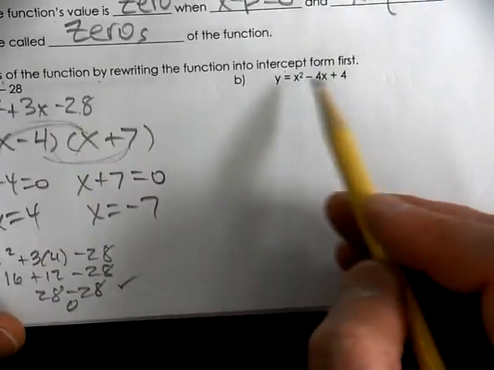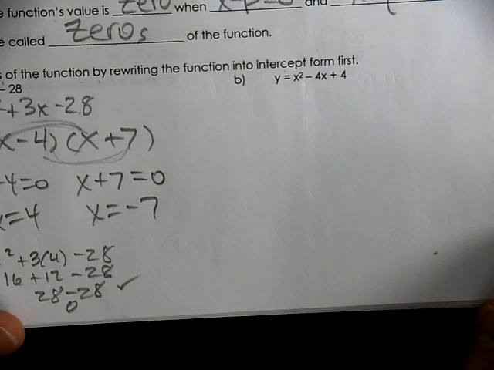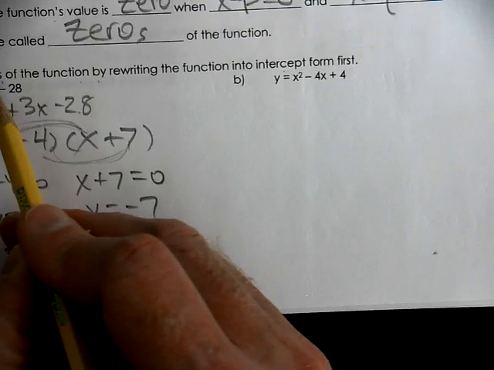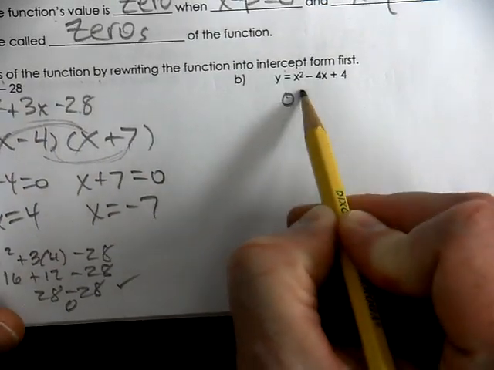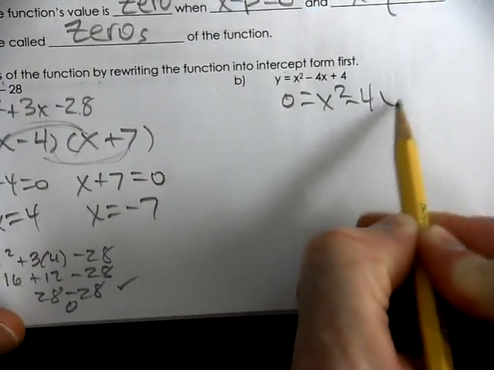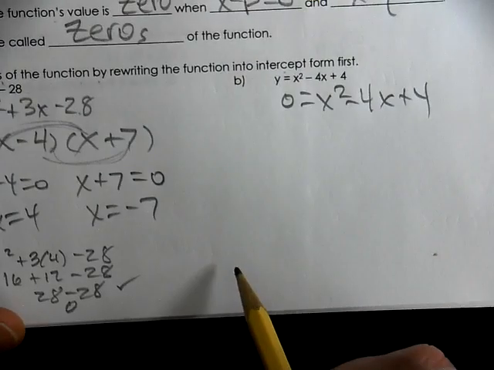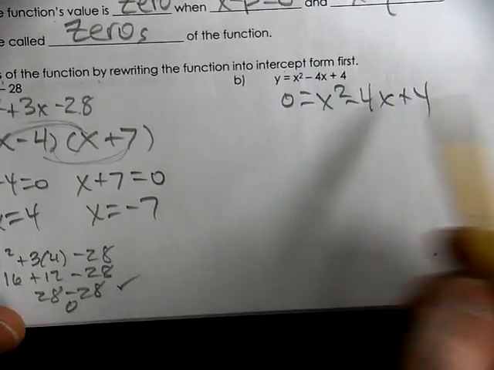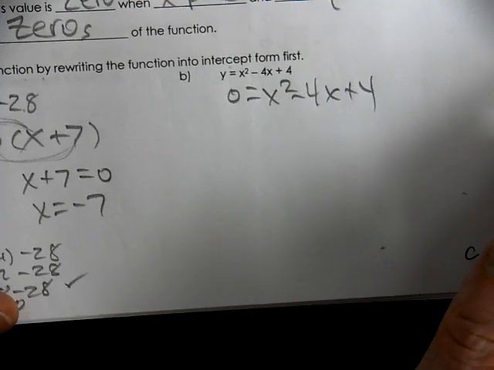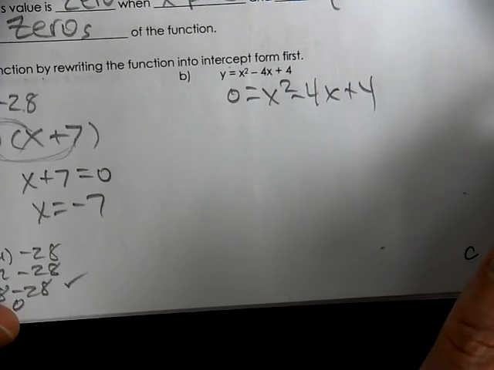Okay, on this side, what do you see? You think about that for a moment. We're looking for zeros. So it's 0 equals x squared minus 4x plus 4. This is a perfect square trinomial. You might recognize that, so there's a little shortcut to it.